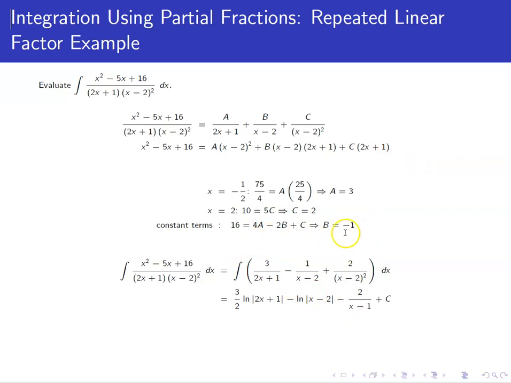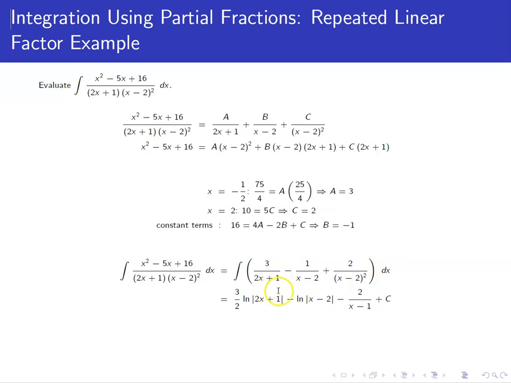Let's equate constant terms here. That is equivalent to putting in 0 for x. We get the equation 16 equals 4a minus 2b plus c. We already know what a is, we know what c is, so plugging those values in and solving for b, you'll get b equals negative 1. So now we're able to replace the integrand with 3 over (2x plus 1) minus 1 over (x minus 2) plus 2 over (x minus 2) squared.